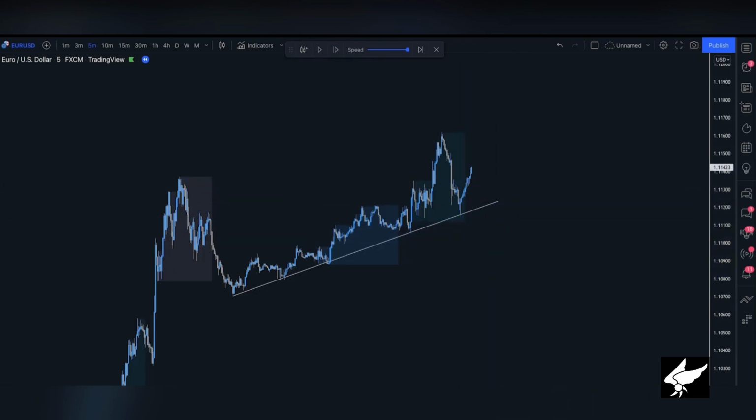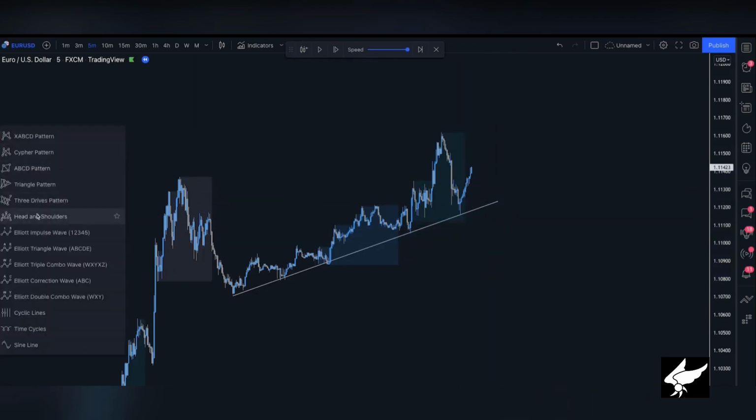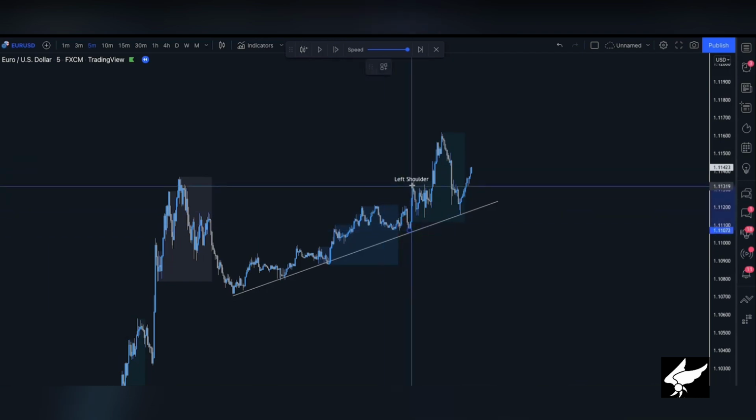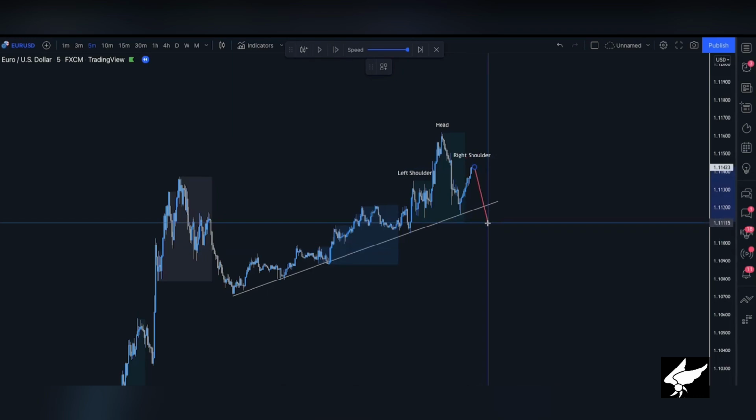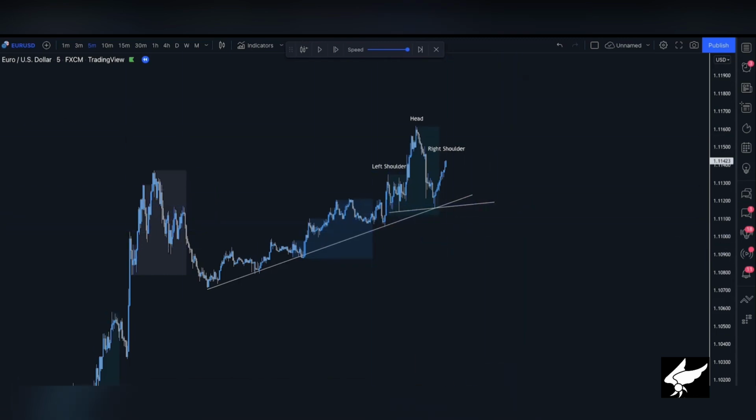And then the second confluence is if we go to this tool here, head and shoulders, we can actually mark on. We have a left shoulder, a head, and a right shoulder forming here. So what we could also be looking for from a retail perspective is confluence number 2, head and shoulders, push down. And then when we break the neckline, which is going to be this level here, we would then be looking at shorts.